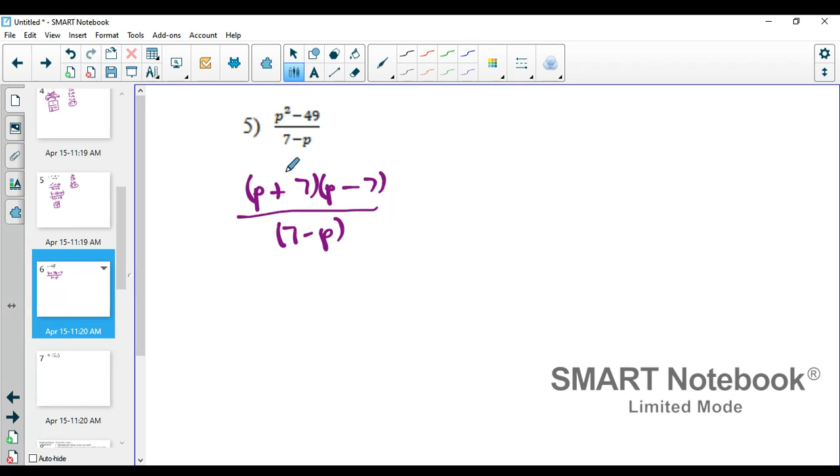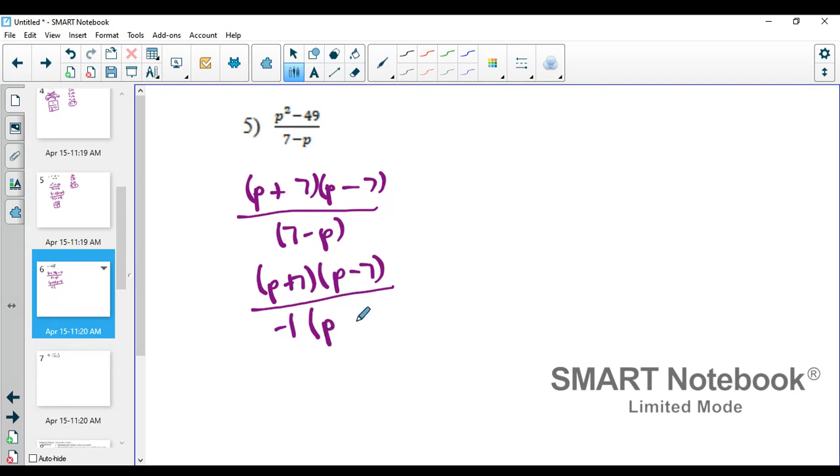And right now, nothing matches. Yes, we have a minus and a minus, but it's p minus 7 instead of 7 minus p. There is a way that we can deal with this and flip it around so that it's in this same order. And to do that, we're actually going to factor out a negative 1 out of the denominator. So we're going to write negative 1, and then it flips these around and changes their signs when you divide by negative 1.